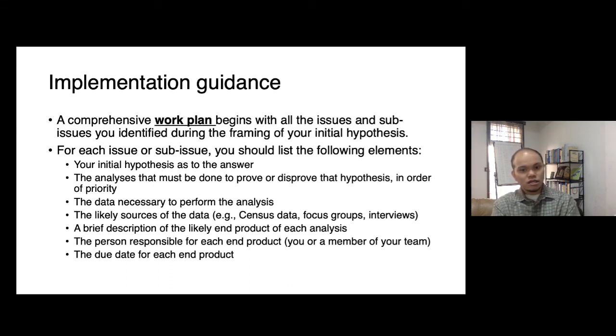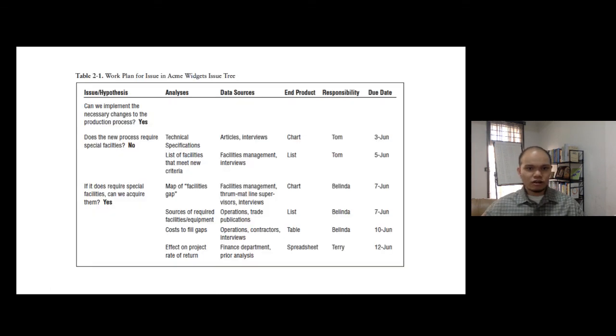Maybe a brief description of what's going to happen at the end of the analysis. What's the output? What's the end product? Who's going to be responsible for producing that end product? Will it be you, or somebody else in the team? And the due date. Again, you want to be able to do this analysis very quickly. So it's going to look something like this.